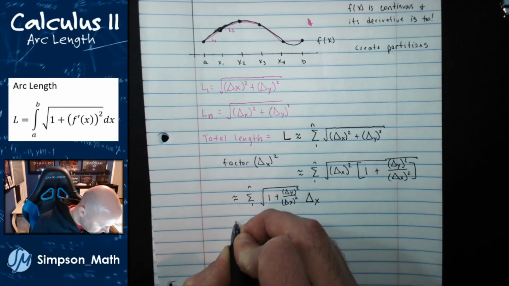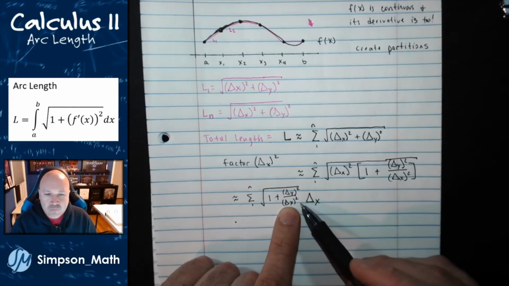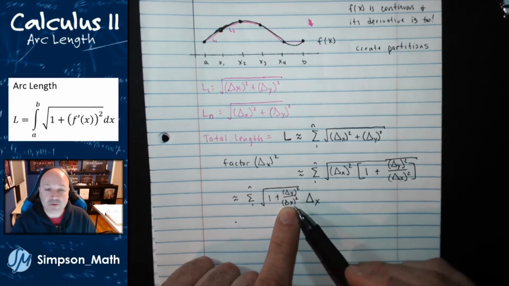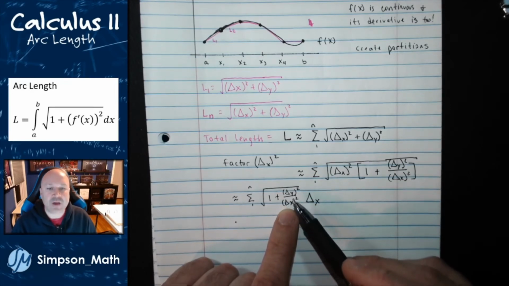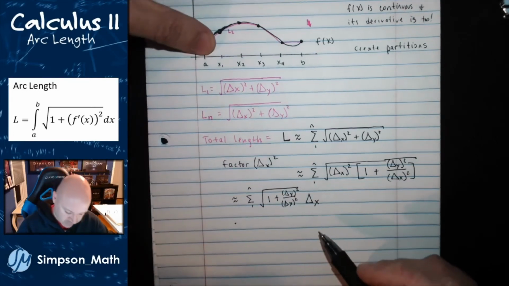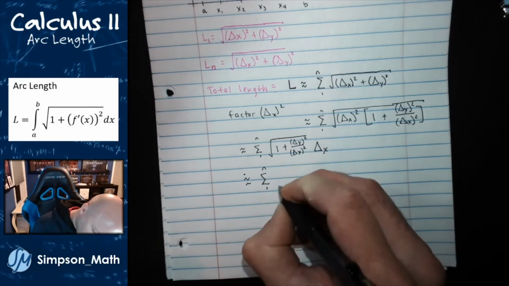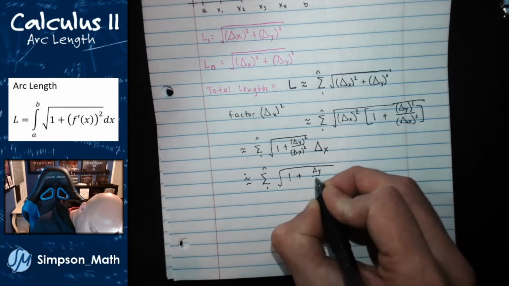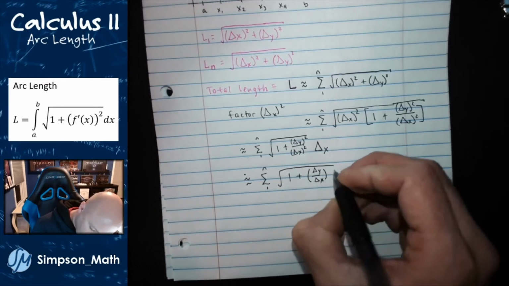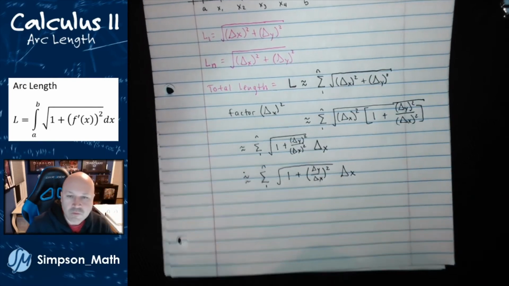I also want to acknowledge this. If you have something squared divided by something squared, that square can apply to both the numerator and the denominator. So I'm going to rewrite this as the change in y over the change in x, all being squared. All right.